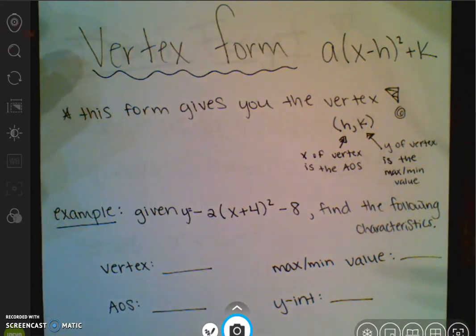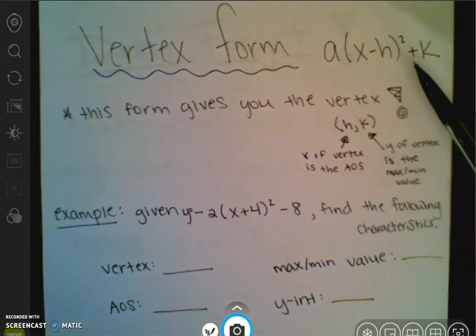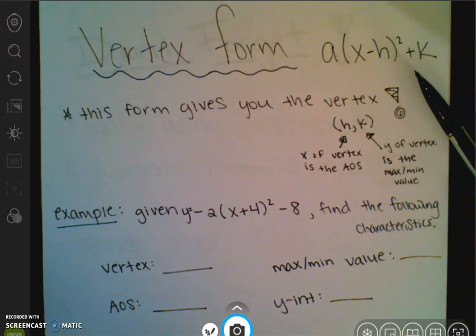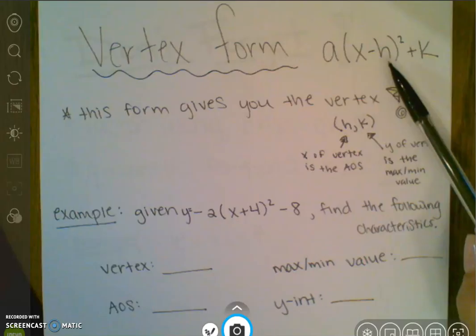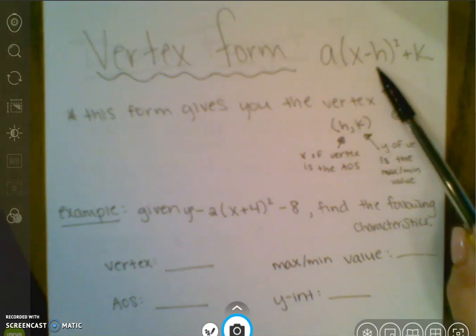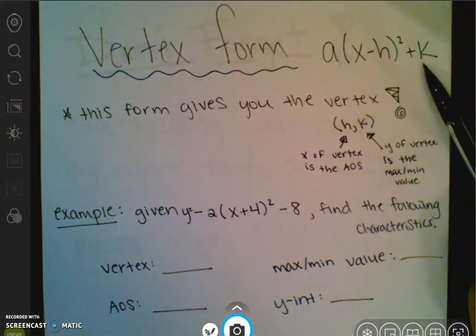However, vertex form gives you the vertex from the form. So automatically you know what the vertex is. So this is the form. And so the vertex is the opposite of this, keep k.